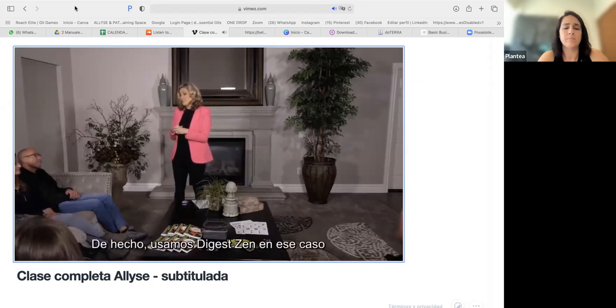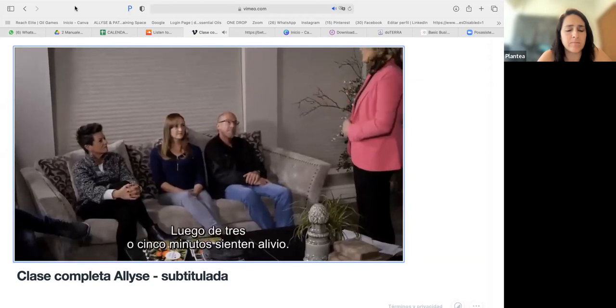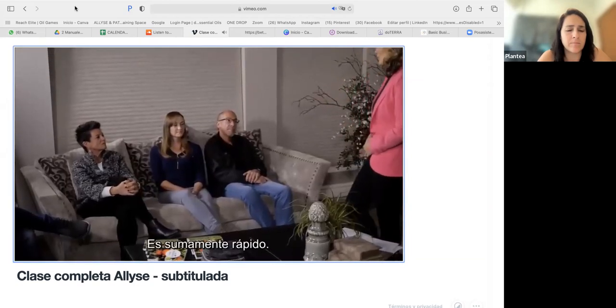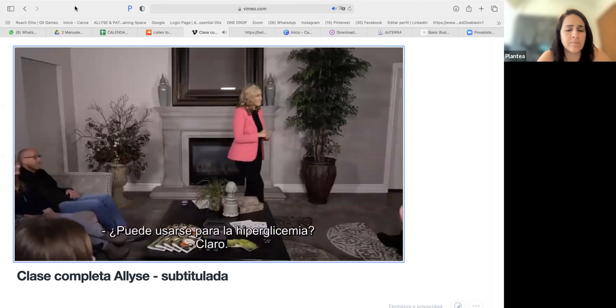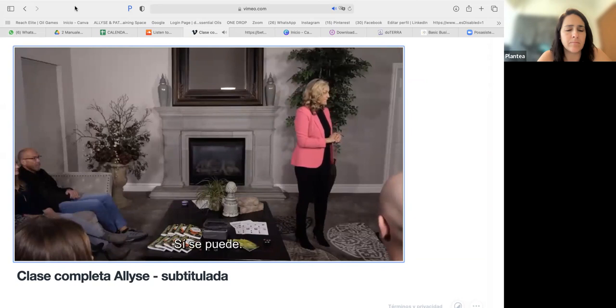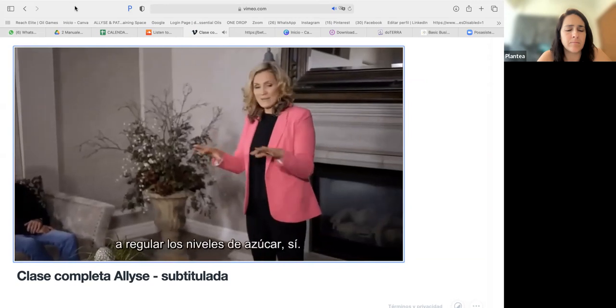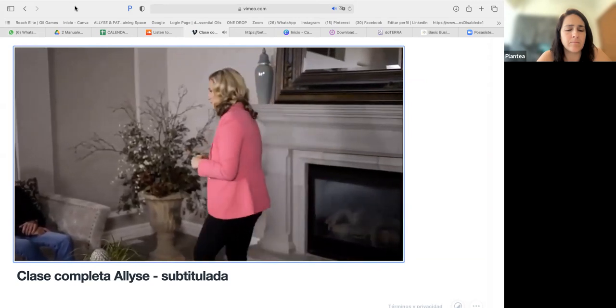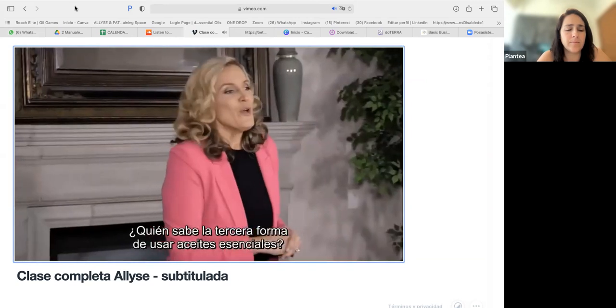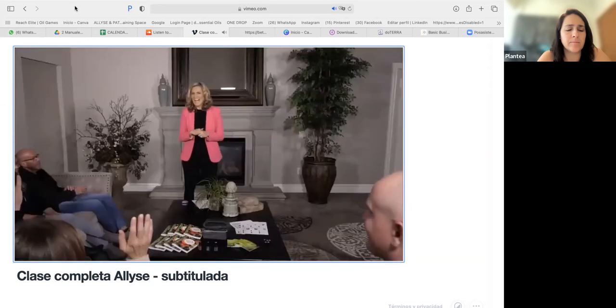And actually, Digestin we use for that, and it works so quickly. Within 3 to 5 minutes, you can get relief. Super, super quick. Can anyone else think of, yes? Could you use it for something like hypoglycemia? You could. Absolutely. In fact, there's an oil called Slim and Sassy that's really great to help stabilize blood sugar levels. Yeah, super. All right. So, who knows the third way that we use essential oils?